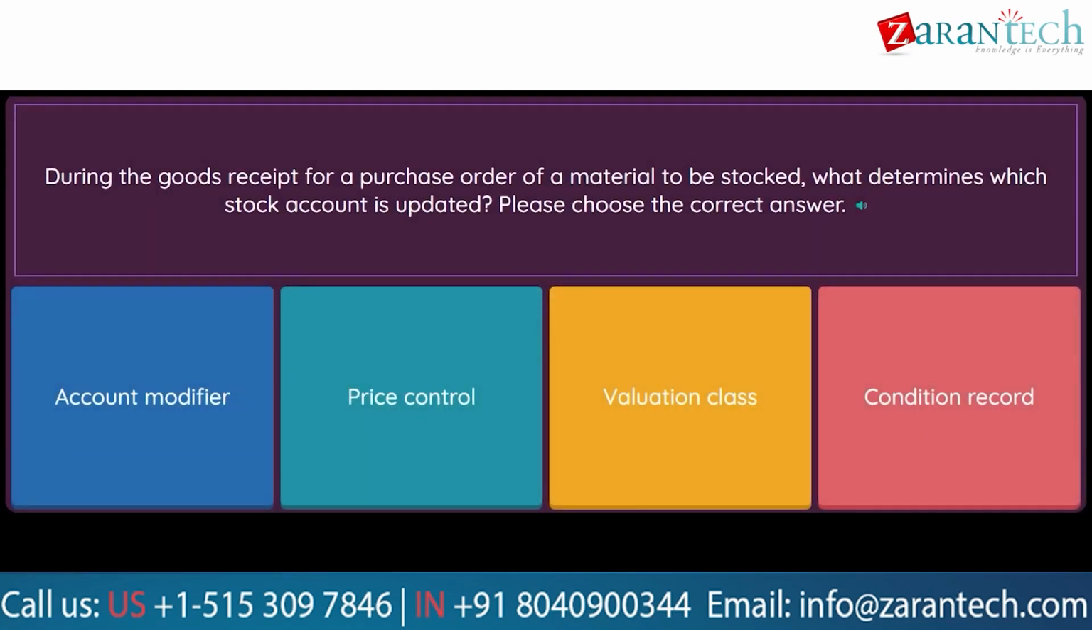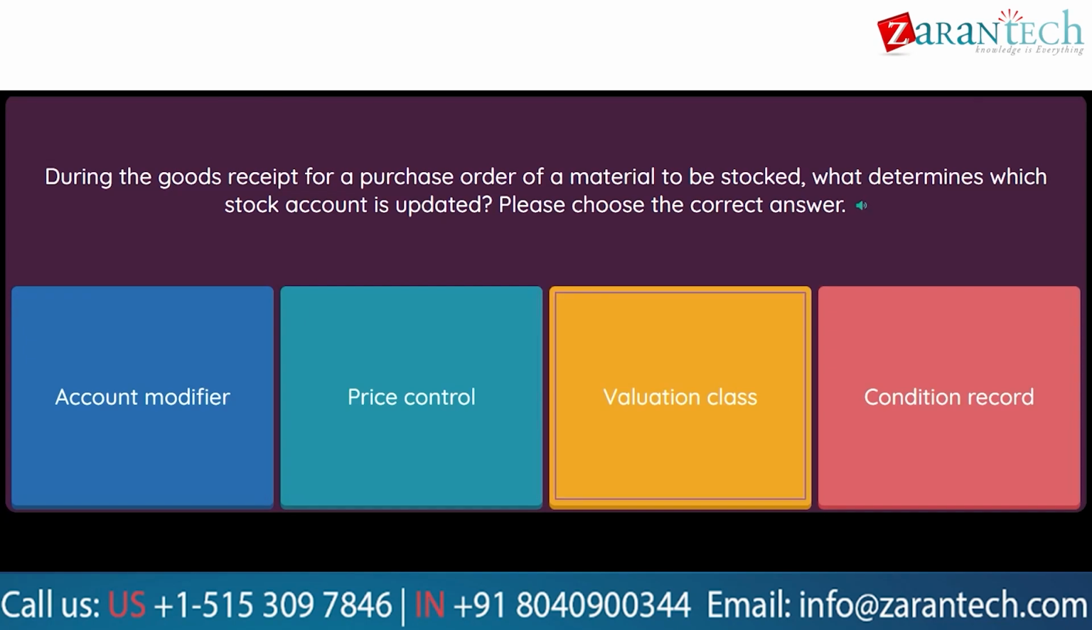Question: during the goods receipt for a purchase order of a material to be stocked, what determines which stock account is updated? Please choose the correct answer. Option 1: account modifier. Option 2: price control. Option 3: valuation class. Option 4: condition record.